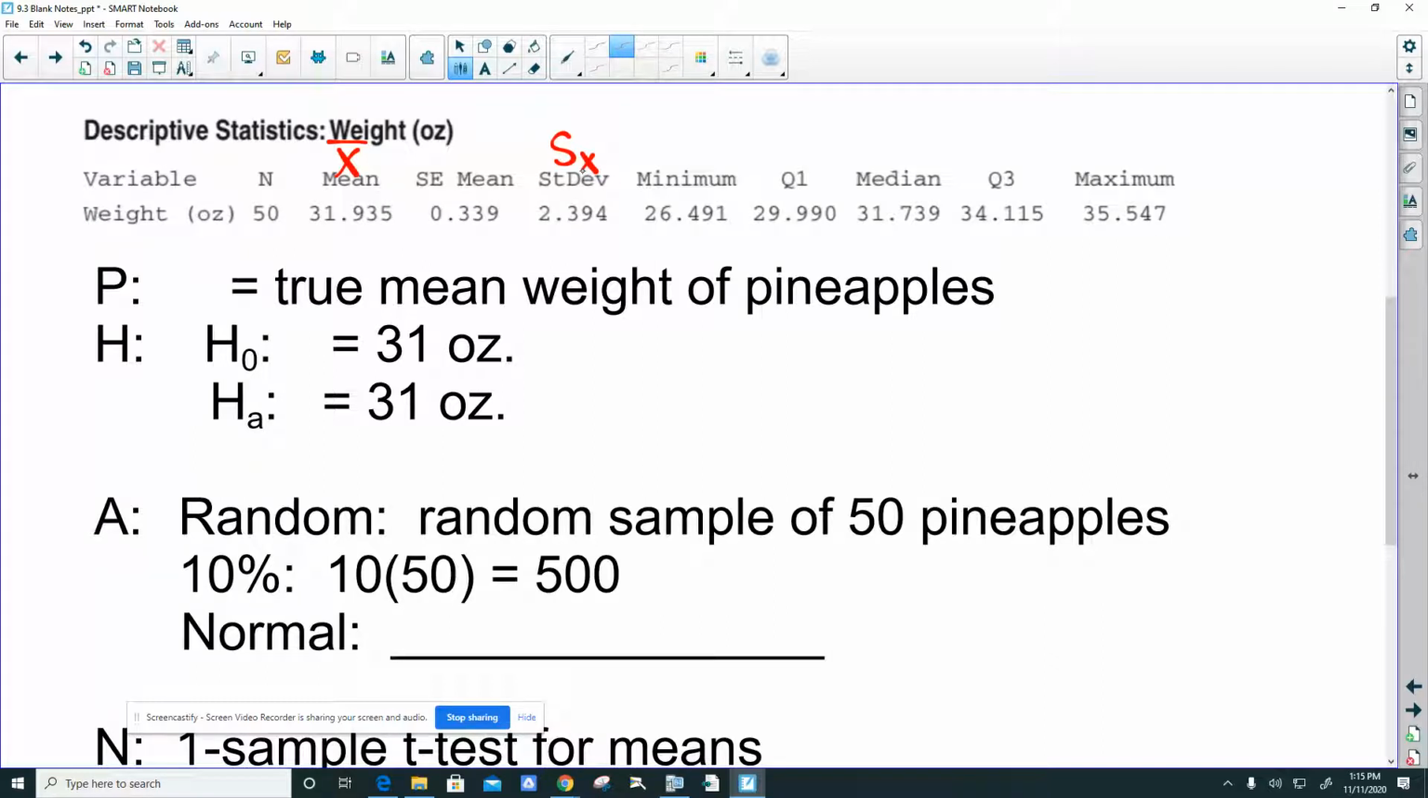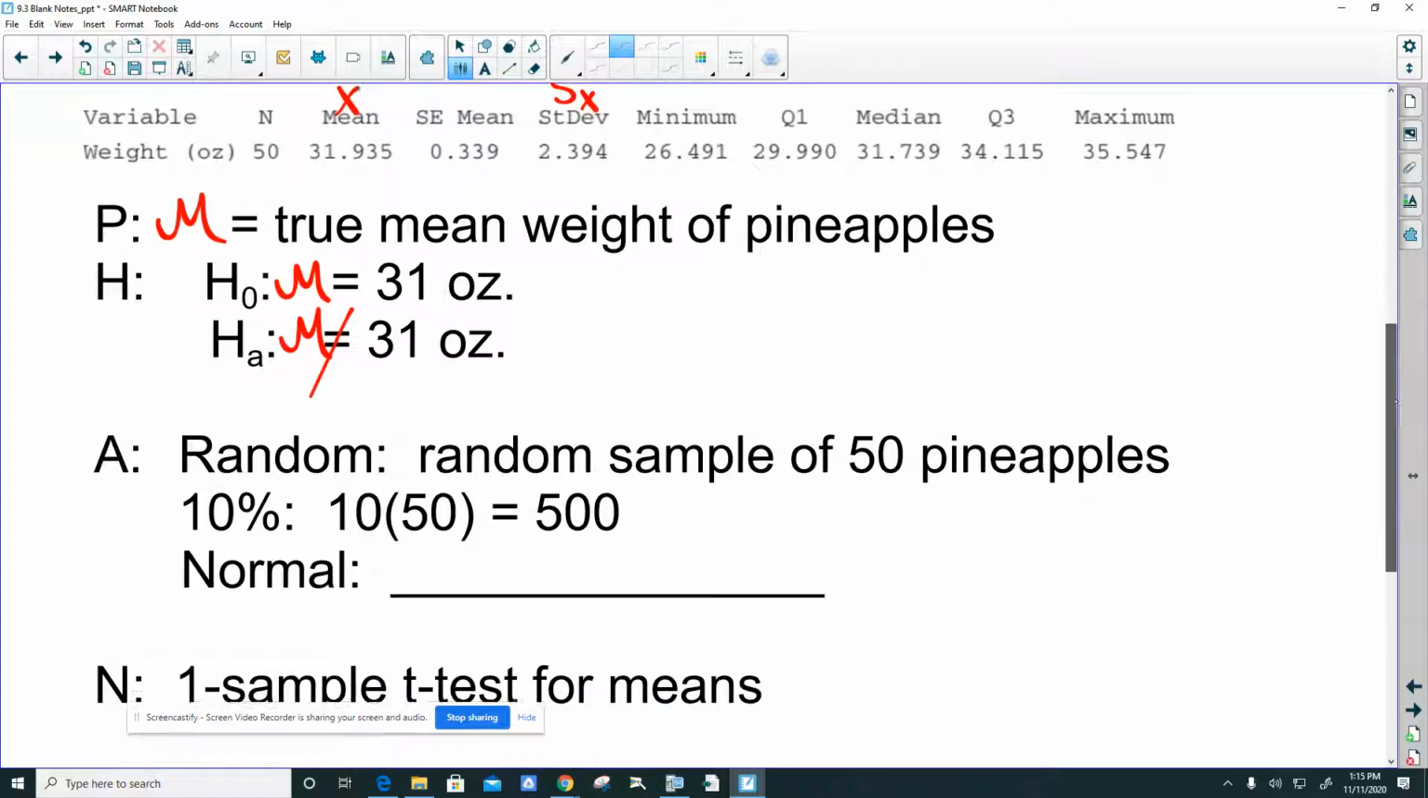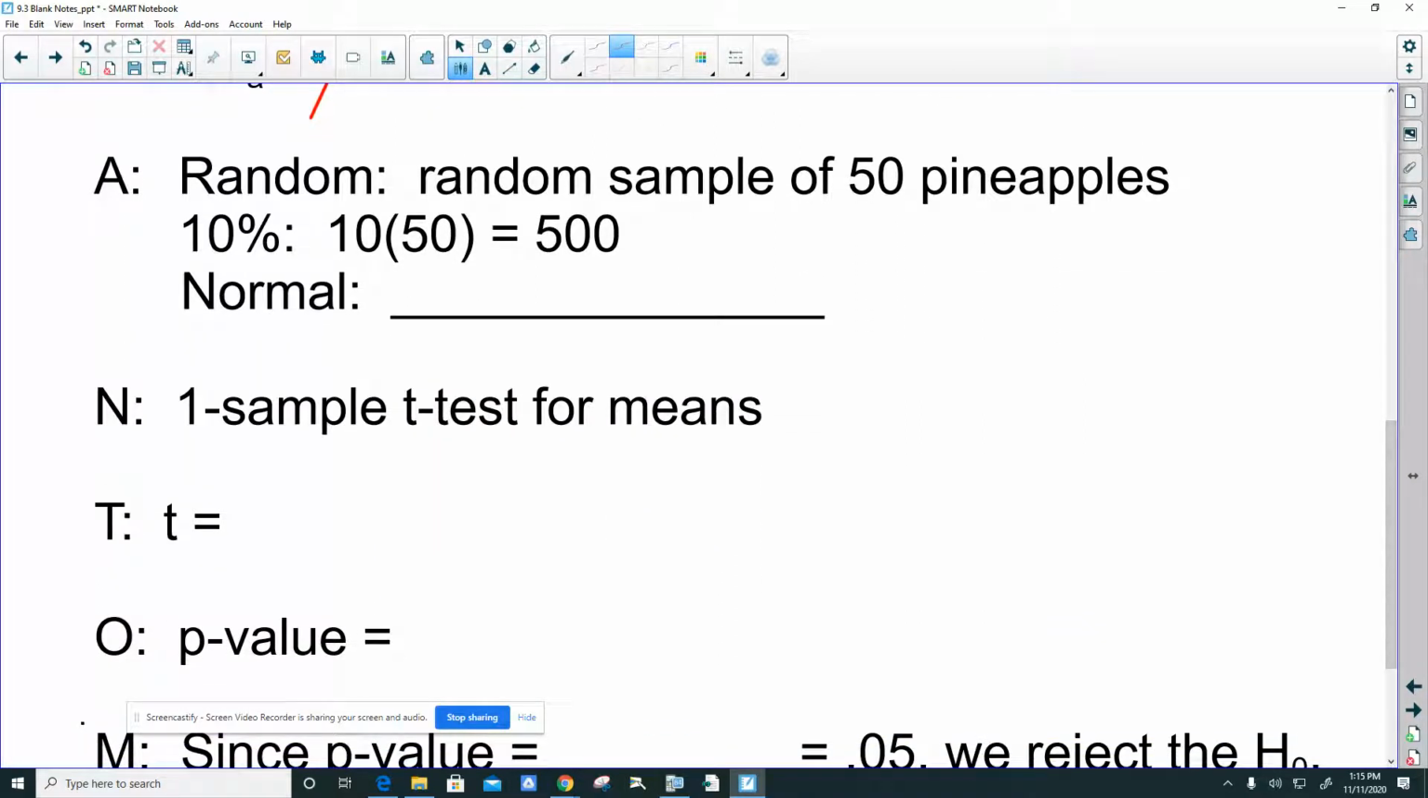Okay, what we need to fill in here is our parameter is going to be mu, the true mean weight of pineapples. Our null hypothesis would be that mu equals 31, whereas the alternative, we're going to say mu does not equal 31 ounces. And coming on down here for our conditions, that filled in that this was a random sample of 50 pineapples. We've got that this would be definitely less than or equal to all the pineapples grown for this particular field or company.